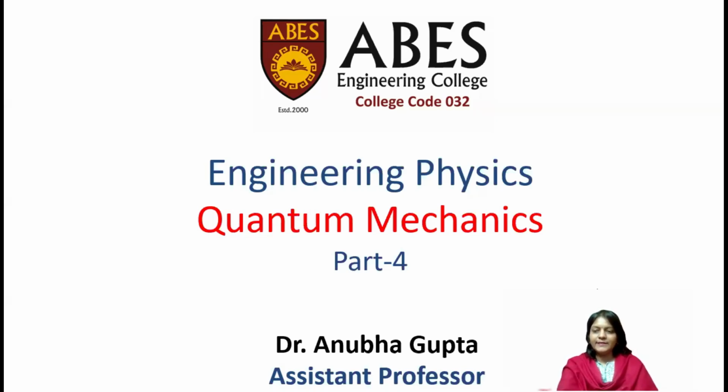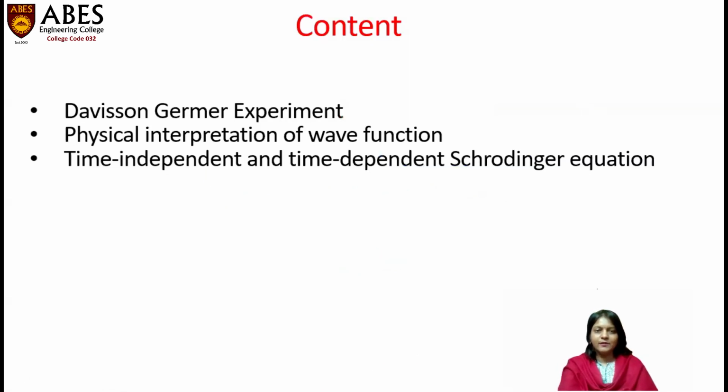In my previous lecture, I discussed the de Broglie hypothesis, phase velocity and group velocity, and the relation between phase velocity and group velocity. In this lecture, I will discuss the Davisson-Germer experiment, the physical interpretation of the wave function, and the time-independent and time-dependent Schrodinger equation.